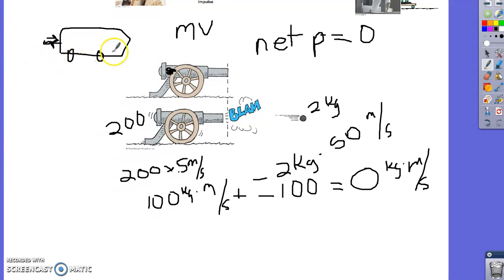All right, just like down here when we shot the cannonball out, the acceleration of the cannonball is going to be a lot higher than the cannon because it has less mass, and so having the same force on it is going to make it accelerate faster, whereas the cannon has a lot more mass and it's going to accelerate less. But the force on each one is exactly the same. Okay.